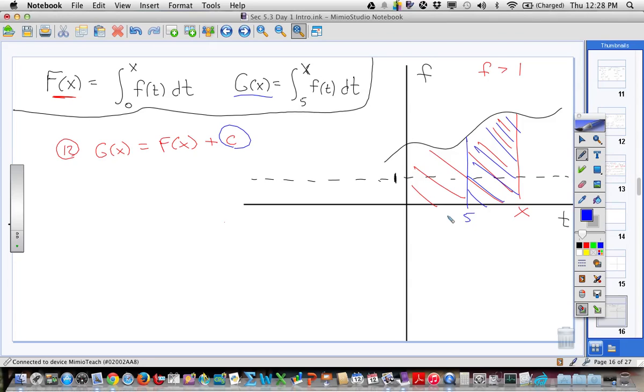All right, but here's where the questions get interesting. 13 says, is big F of 6... this is the kind of stuff I want us to be ready for tomorrow, to answer this. Show that big F of 6 is greater than or equal to 6. Somebody want to explain this one?